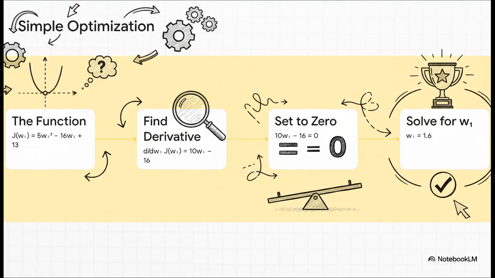Okay, check this out. For a basic function like this one, finding the lowest point is literally high school calculus. You find the derivative, you set it to 0 because the slope is 0 at the very bottom, and you just solve for your parameter. Boom, done. The perfect answer is 1.6. Easy peasy. But here's the thing.